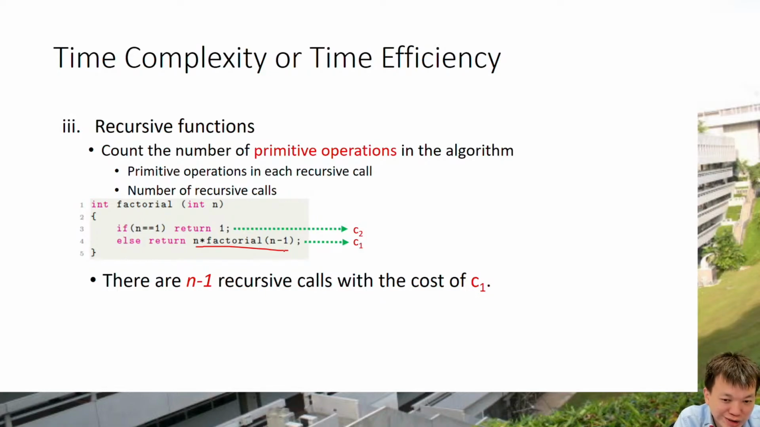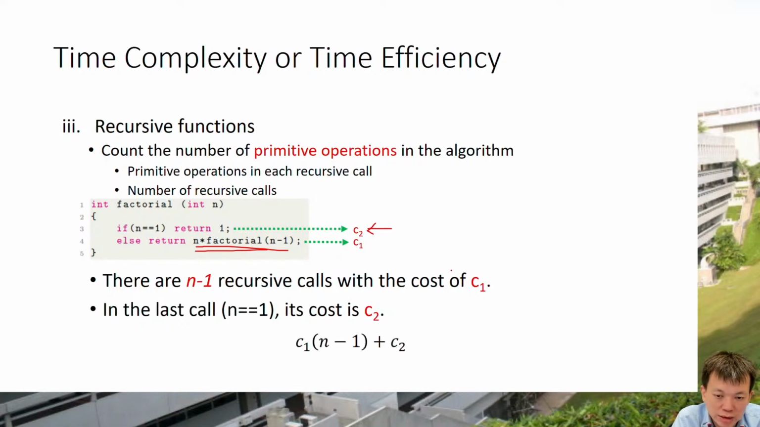And the recursive calls are n minus 1 recursive calls, excluding itself. So in each call, you need to do this multiplication. So you do the multiplication n minus 1 times. Then the last one, you only do C2. So the total cost is C1 times n minus 1 plus C2.